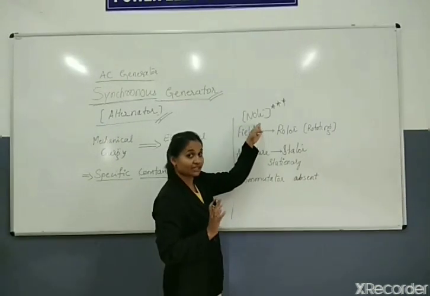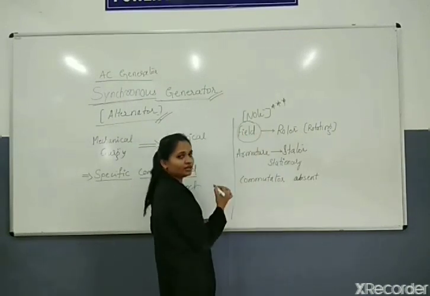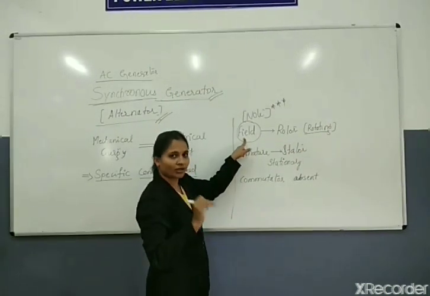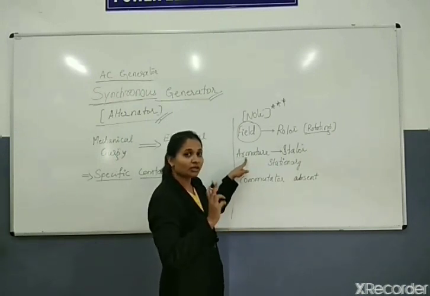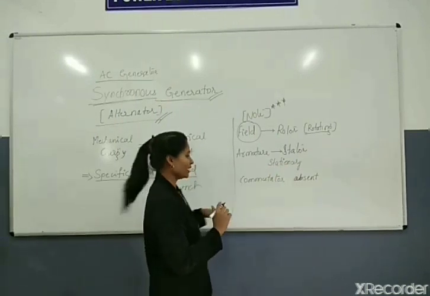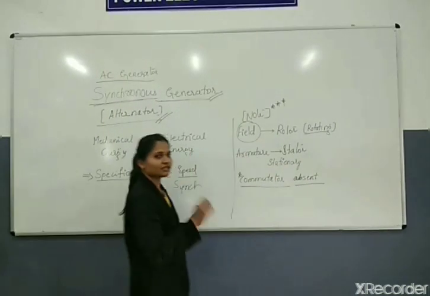In the AC generator, we use the field as a rotating part. So field winding will be on the rotor, and remember, armature will be on the stator, which is stationary. And one more important thing is that commutators are absent here.